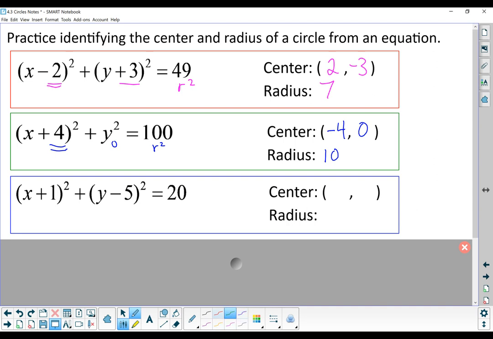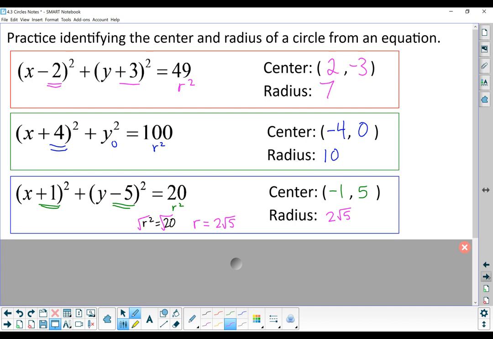Last one, fancy one. So our center is going to be at (−1, 5), and that's a positive 5. And our radius here is a little tricky. r squared is 20, so we would need to take the square root to find the radius. So the radius in this case is 2√5. Now, I'm going to graph one in a second that doesn't have a whole number radius, but just know that they don't necessarily have to be a whole number. They could be something like 2√5 or some decimal amount.